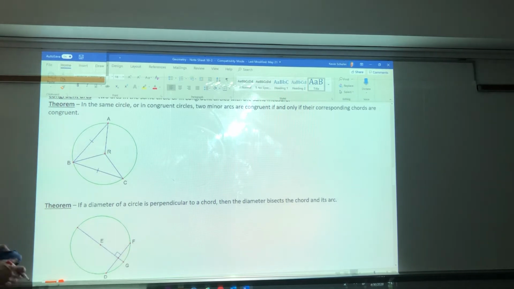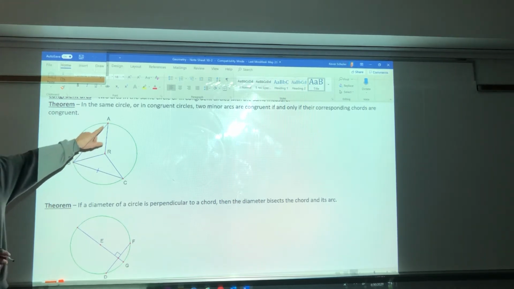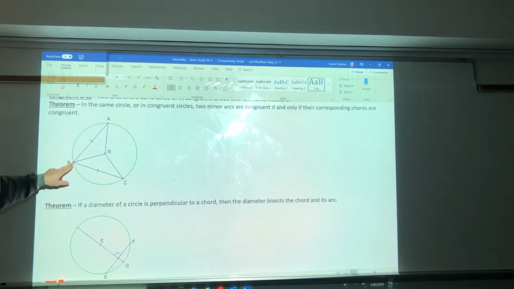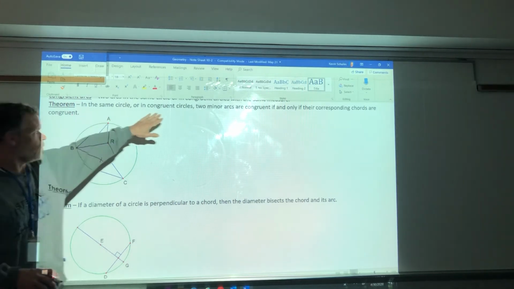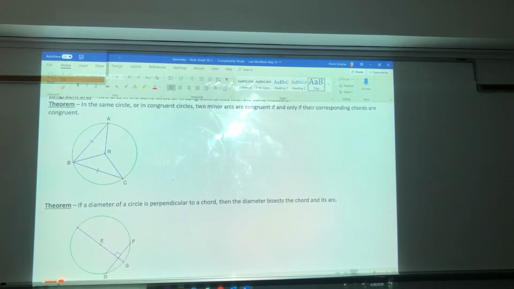And this is one thing we covered a little bit back a couple months ago, we're talking about a chord. A chord is going to go from one point on the circle to another point on the circle. So it's going to be a segment going from one point on the circle to another point on the circle. What this theorem says is that in the same circle or congruent circles, two minor arcs are congruent if and only if their chords are congruent.